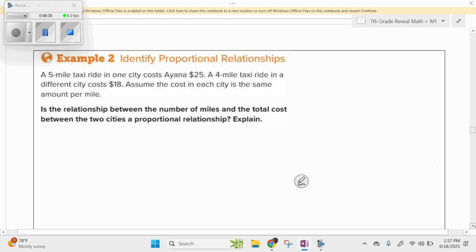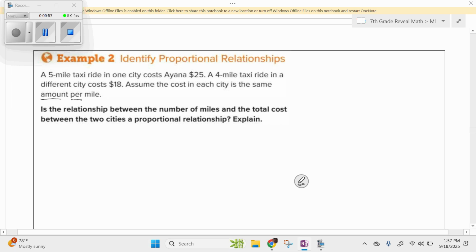All right, we got another one. Let's check it out. A 5-mile taxi ride in one city costs Anaya $25. A 4-mile taxi ride in a different city costs $18. Assume the cost in each city is the same amount per mile. Ooh. Okay, assume the cost in each city is the same. Oh, look, that gives us a clue.